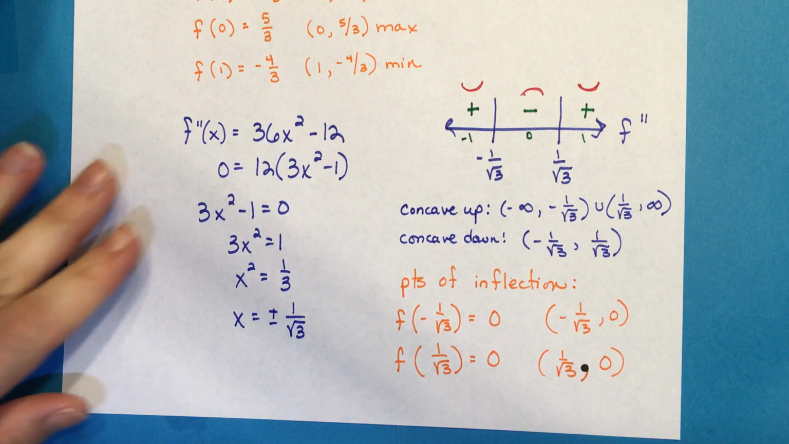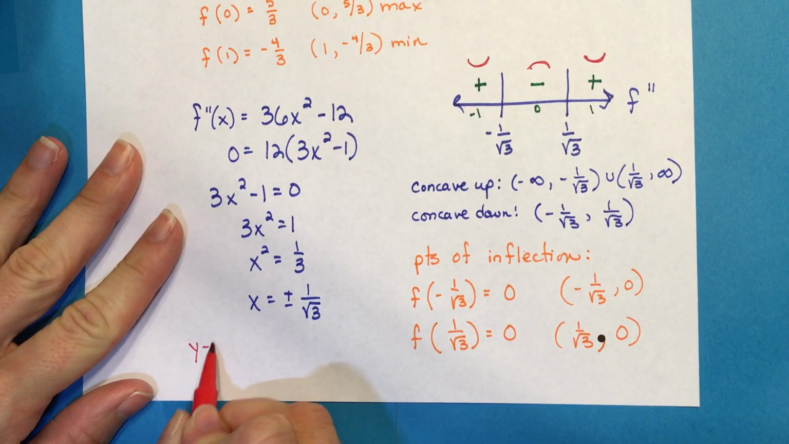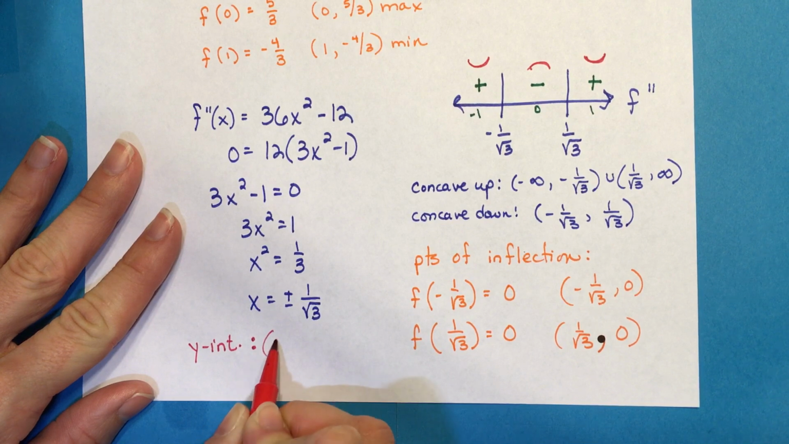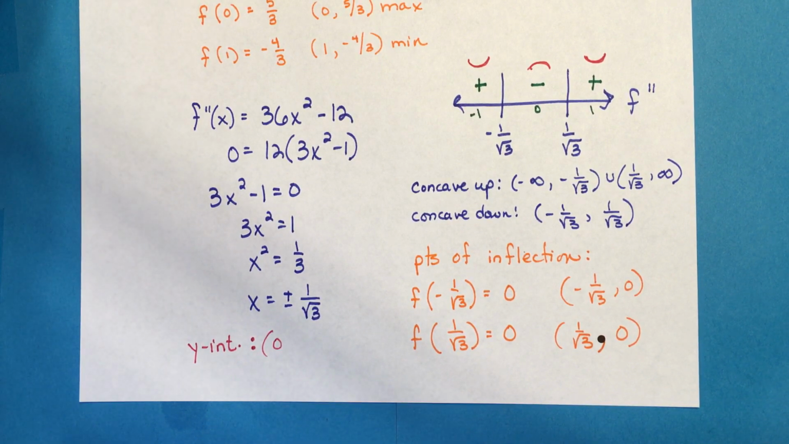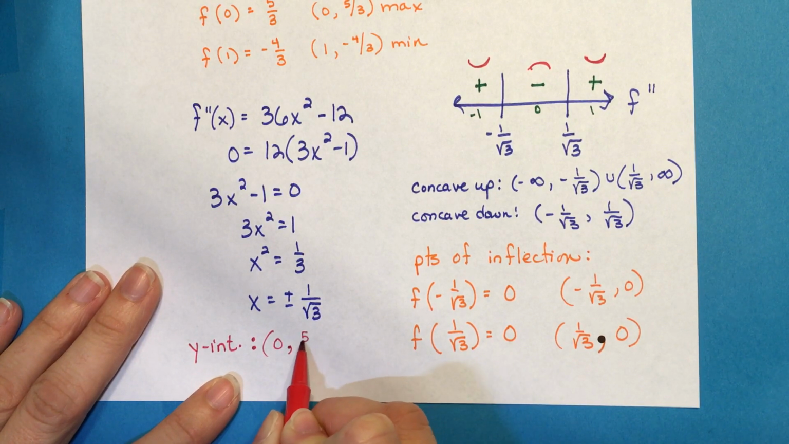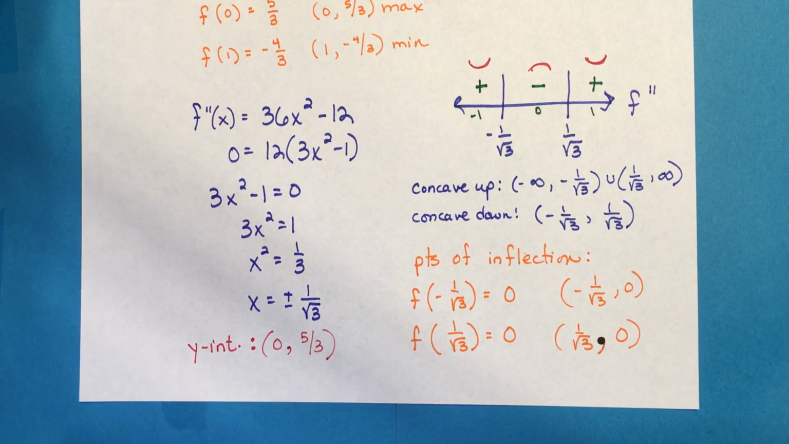So let me squeeze this in down here at the bottom. Now, if you're finding a y-intercept, remember you're going to substitute 0 into the original function. So again, take your 0 back to the original function, and if you substitute it in, what you're going to end up with is the 5/3. Okay, so now what we've got to do is actually take this information and do our graph.